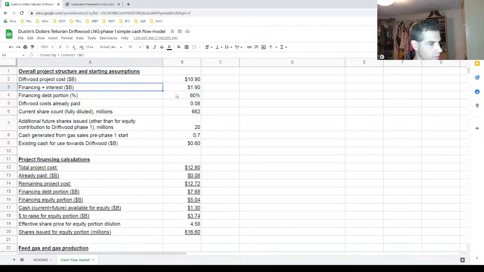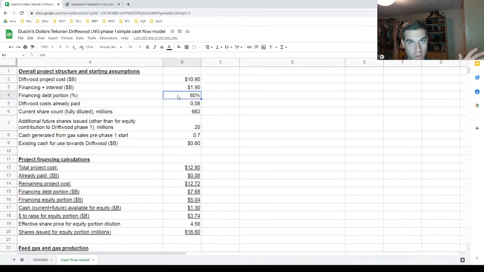Then I have a parameter here for what portion of the Driftwood project we think is going to be financed by debt. And my assumption here is that whatever percent is in here, the remainder is going to be paid in cash by Tellurian, either through cash that they already have or that they're going to generate, or through them raising more equity. And I'll get through some of those parameters later on here.